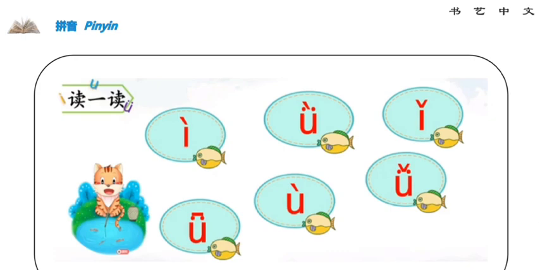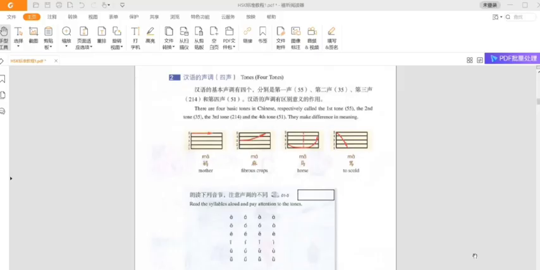Got it? So let's come back to HSK 1. After we have learned the 4 different tones and the 6 different finals, how do we pronounce these syllables one by one? First try by yourself, and then let's listen to the material.